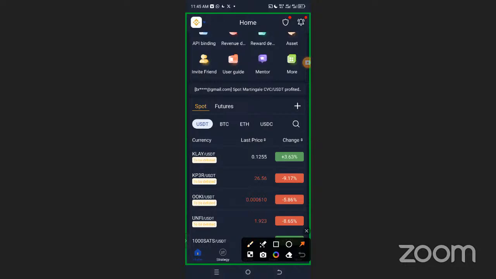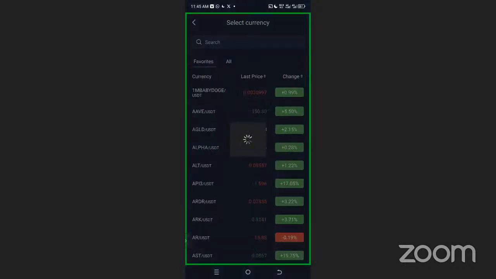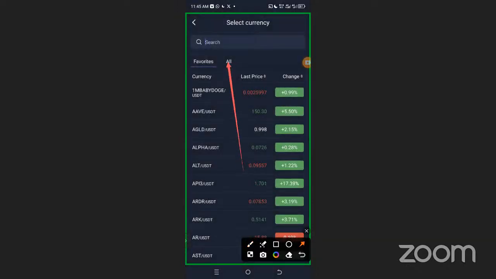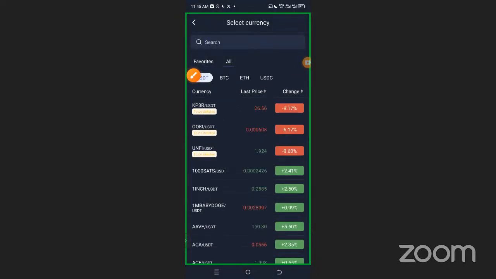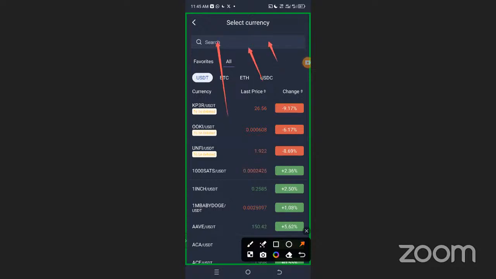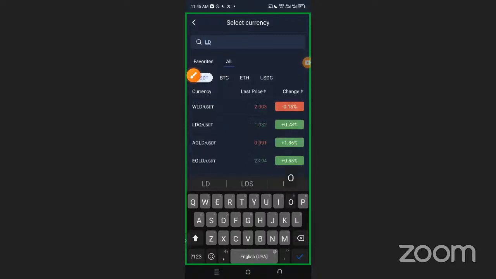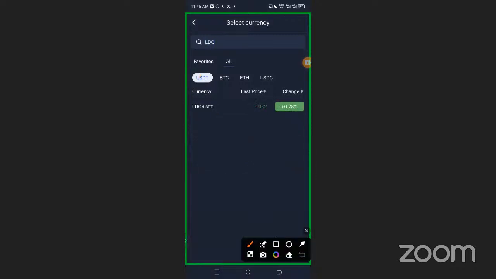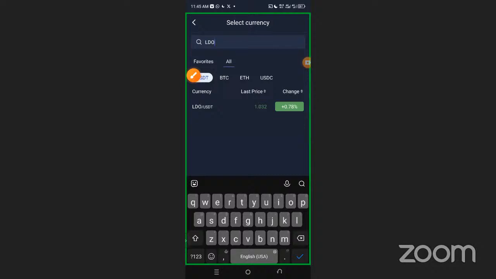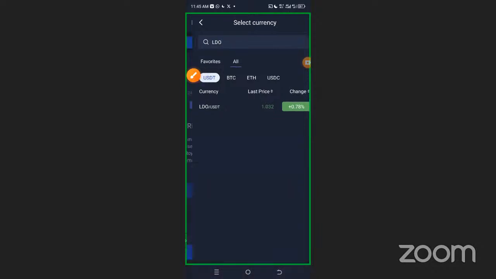We are searching for the coin. Click on the search bar, then click on all coins. Then type in the name of the coin. The name is LDO. RoyalQ is going to bring the coin automatically. Click on the coin.